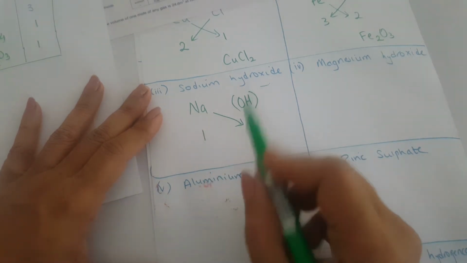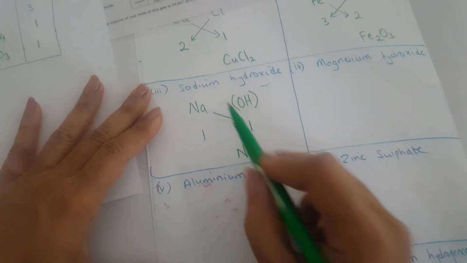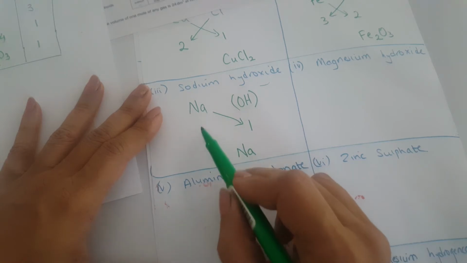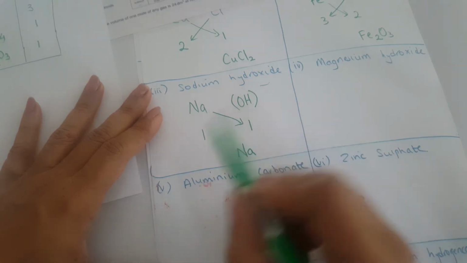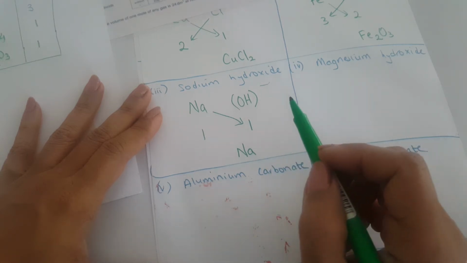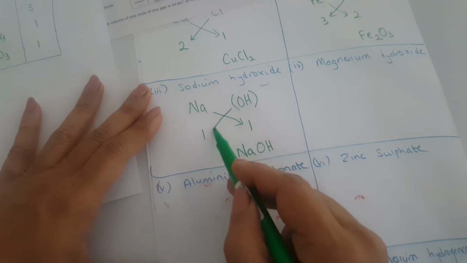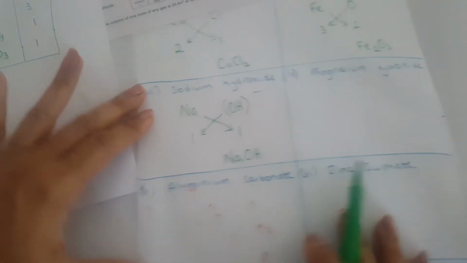So Na is 1. You need to put 1. Then OH, the whole of it, takes the 1. Now, because it's taking 1, I won't put the bracket. If it was a 2 or a 3, I would put the bracket. There's another example to show you this. So OH takes 1. No need for the bracket.